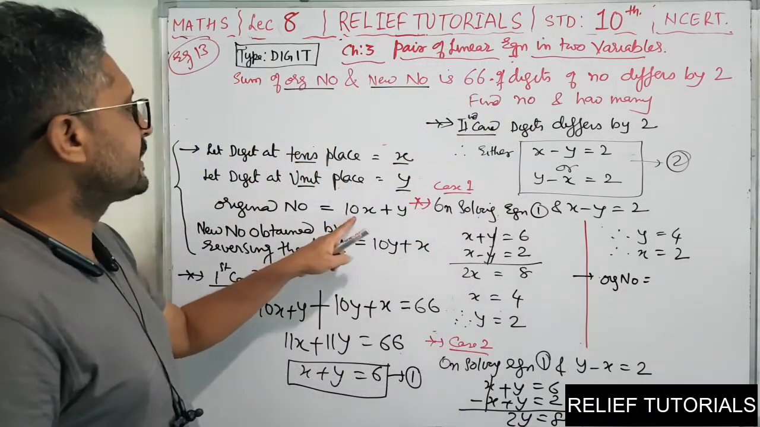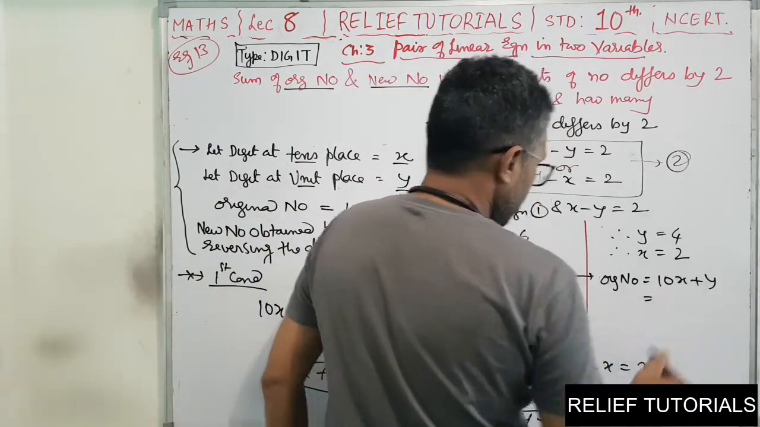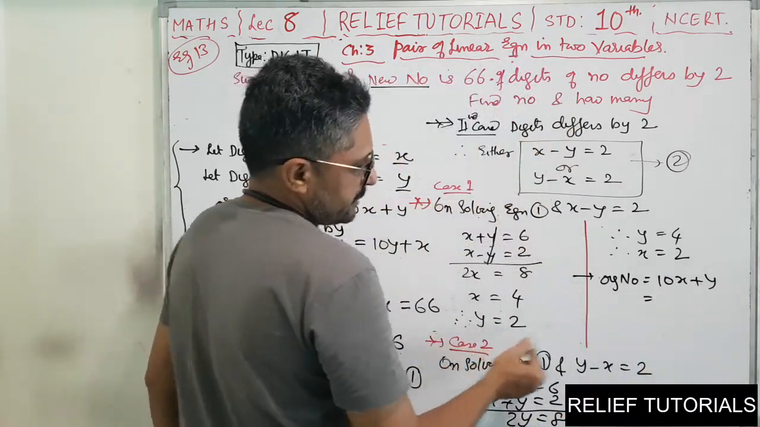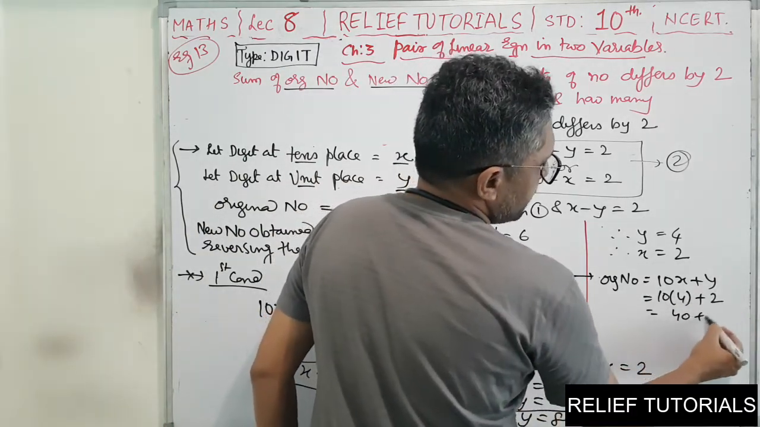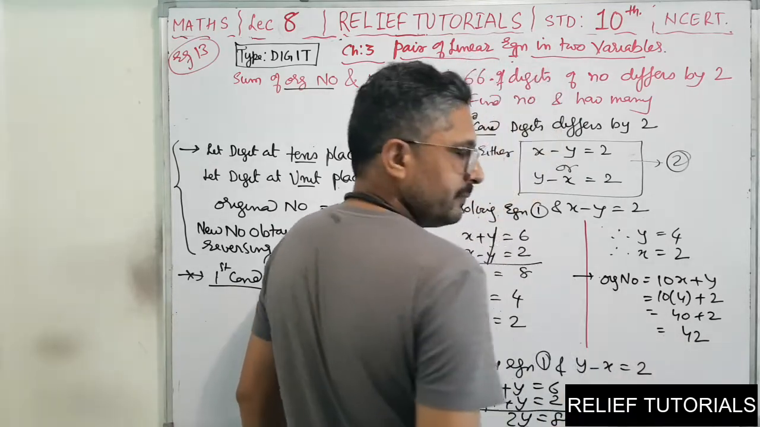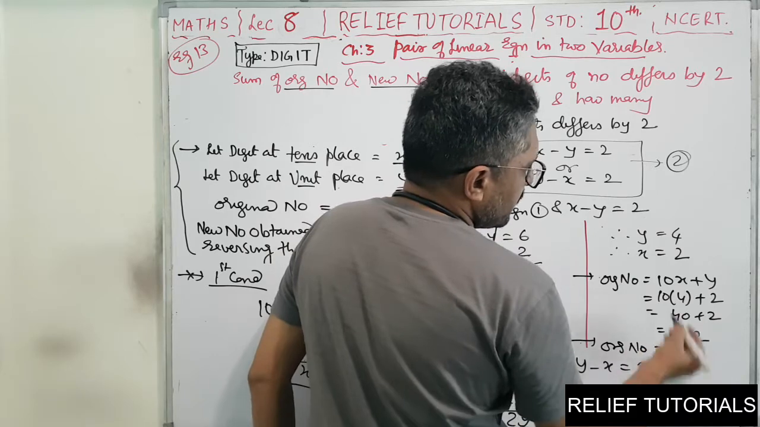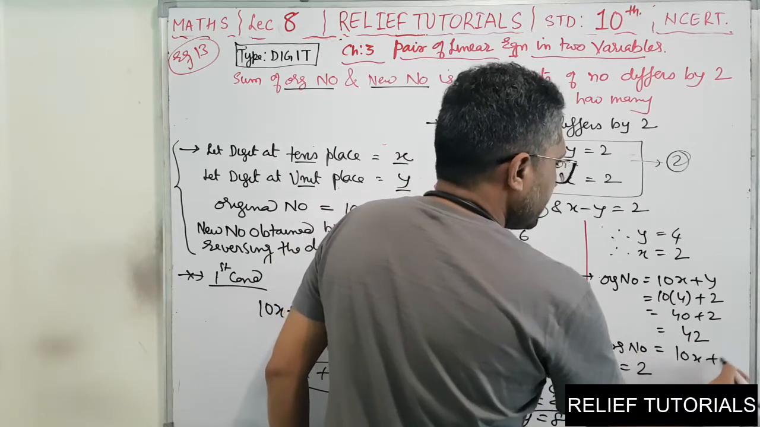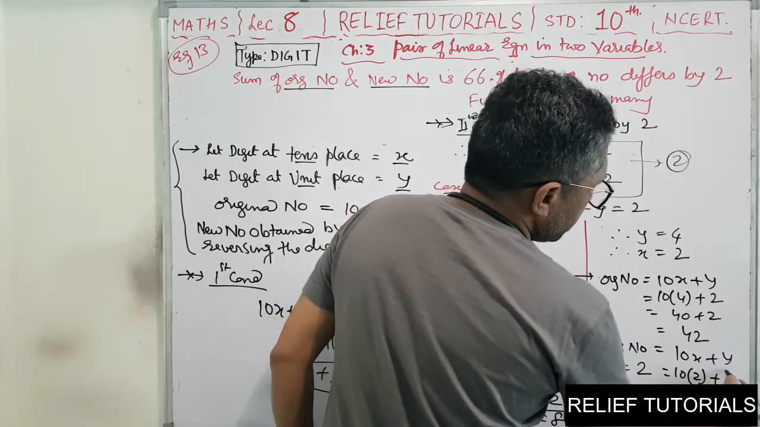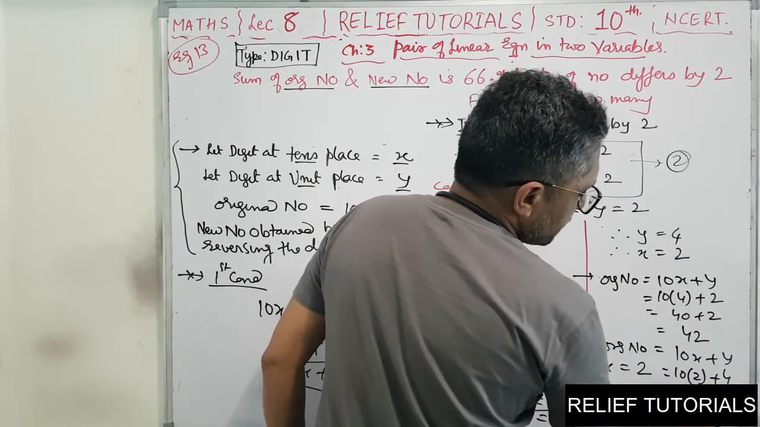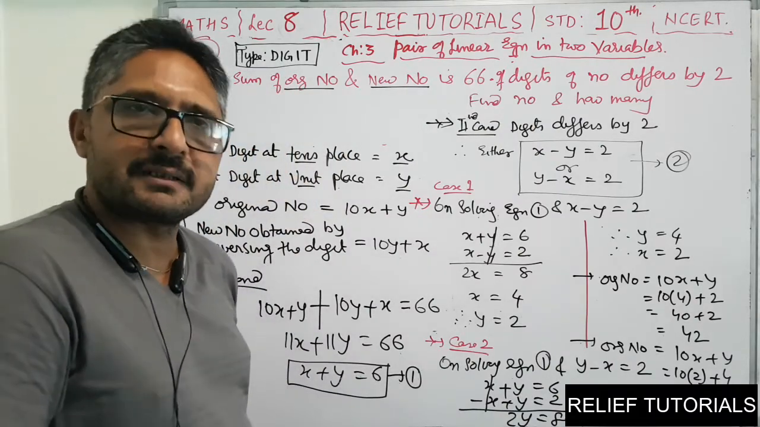What is the original number here? 10x plus y. So case 1 here. x is 4, y is 2. So 10 into 4 plus 2, that is equal to 40 plus 2, that is equal to 42. Similarly, 10x plus y. So now we will substitute here. 10 into 2 plus 4. So 10 into 2, 20, 20 plus 4, 24. So there are two numbers, 42 and 24. These are the two numbers.